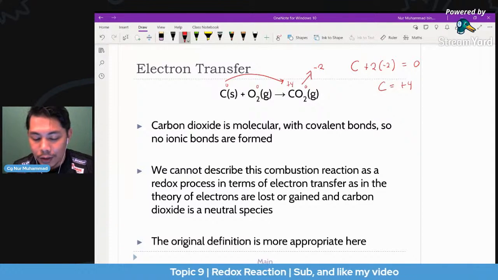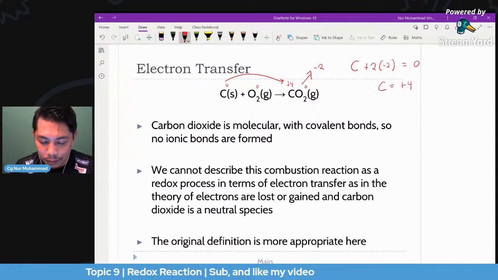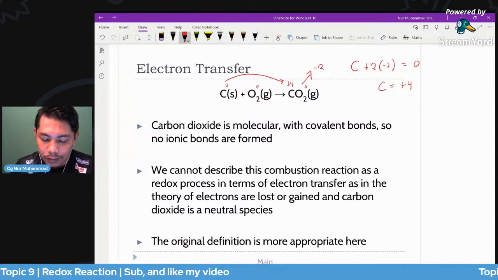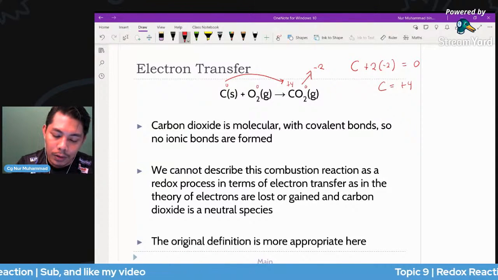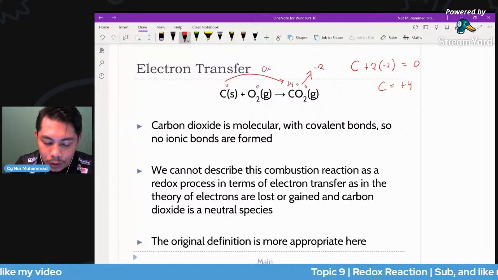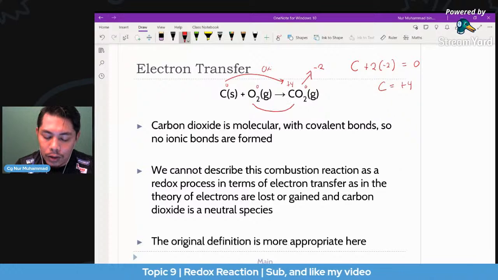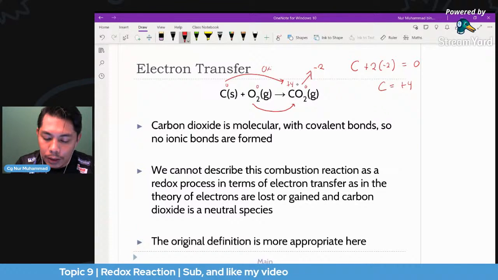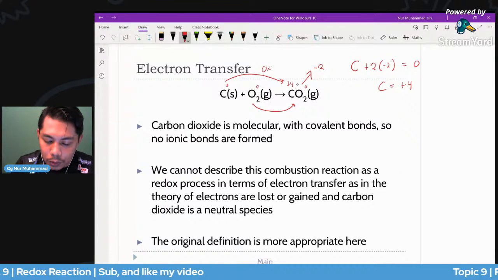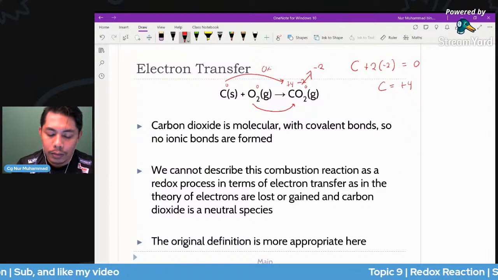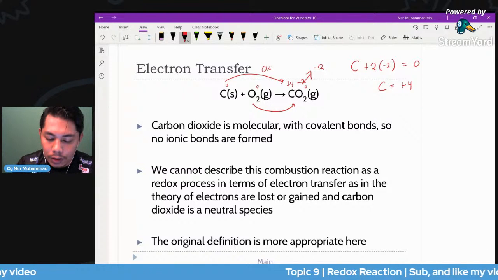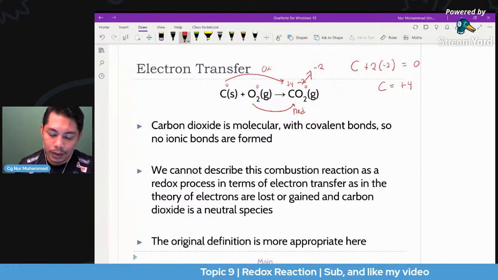Increase, betul? So kalau increase, oxidation or reduction? So carbon oxidation. For the oxygen, from the 0 now it become negative 2. Betul? Oxidation number decrease. That's why this is reduction. Okay.